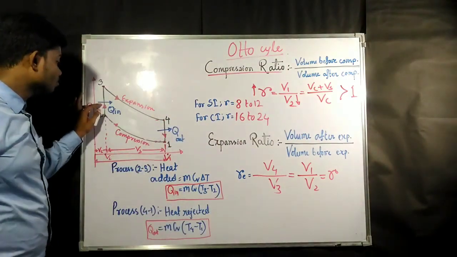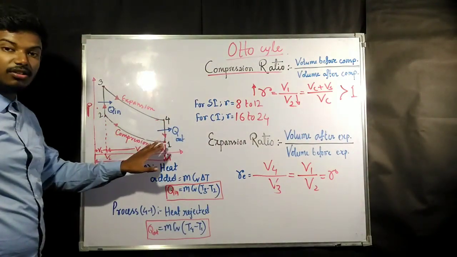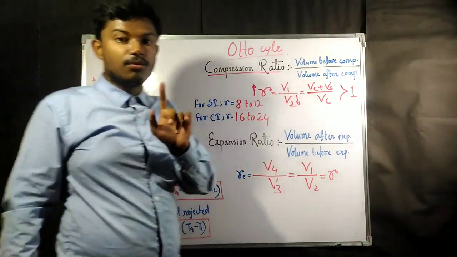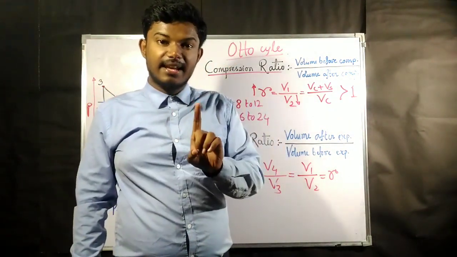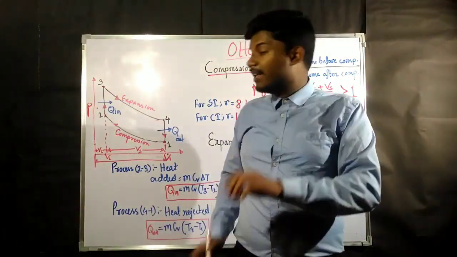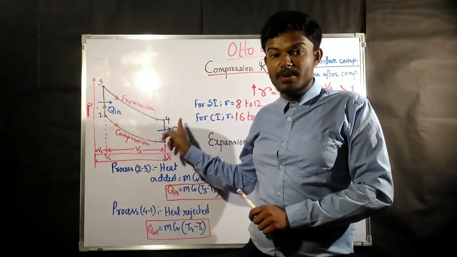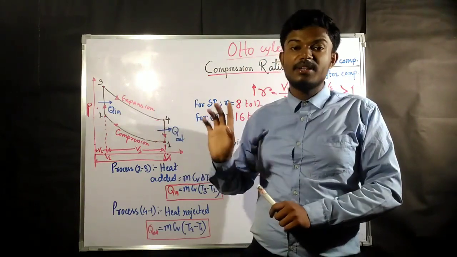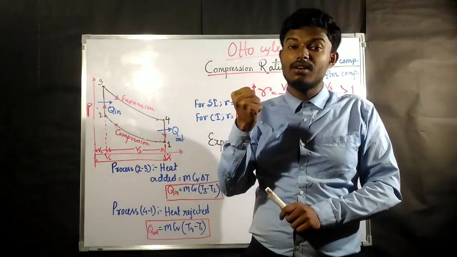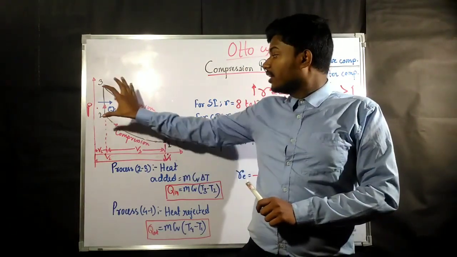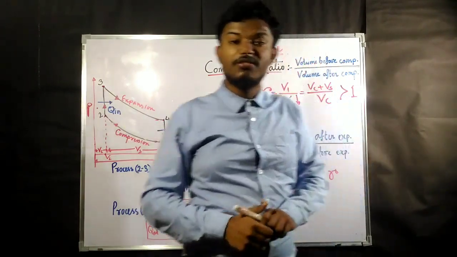Now what is going to be the heat addition? I am saying this because I have once said that when there is a cycle, then the area enclosed by the cycle in a PV diagram is going to give you your total work. The area inside the cycle is going to give you your total work.